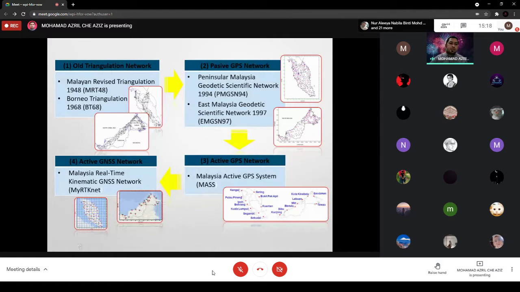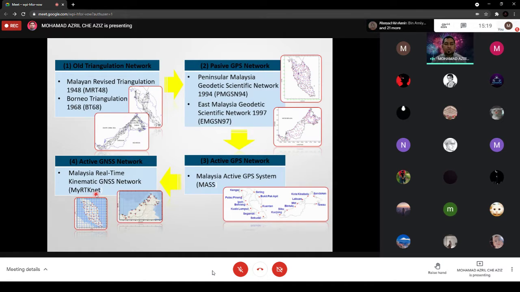So this is the flow, as a summary: from the old triangulation network, then go to the passive GPS network, MRT48, go to the PMGSM 94, then go to the active GPS network, the mass station, then next change to the active GNSS network, which we call the MRTK network.